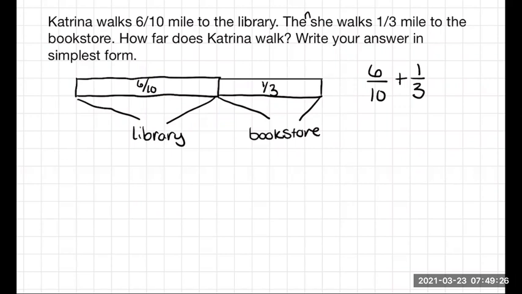So we're going to have to use an area model or multiplication in order to find a common denominator so that we can solve our problem. So go ahead and use this time to pause the video and draw an area model or solve using a common denominator to solve this problem.